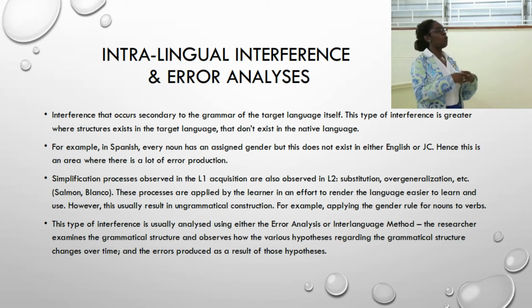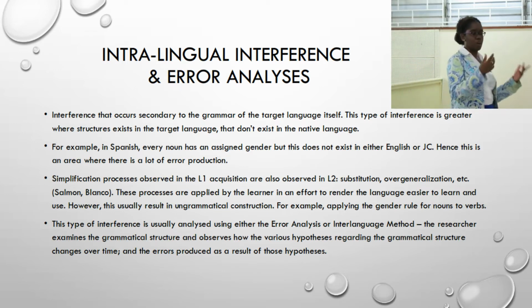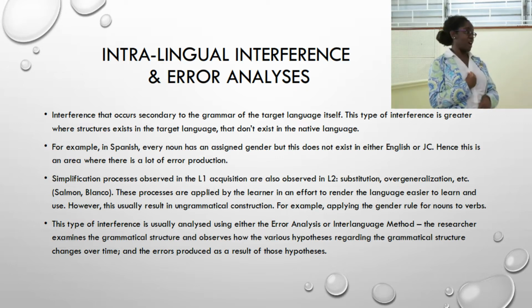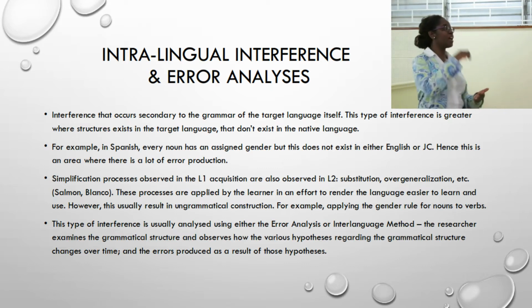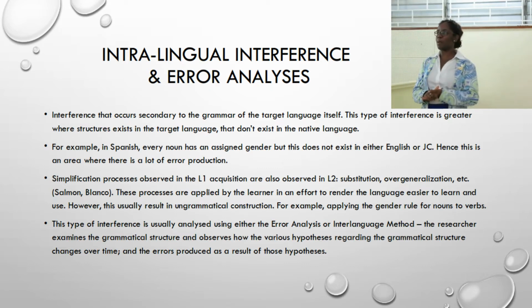So for example, they will overgeneralize a rule. So they acquired this rule, they said that every noun has a gender, no verbs have gender, right? So I can't say bailo, which is I dance, because I'm a female, so I have to say baila, because things that end in A are feminine. So they're applying this rule where it does not need to be applied.